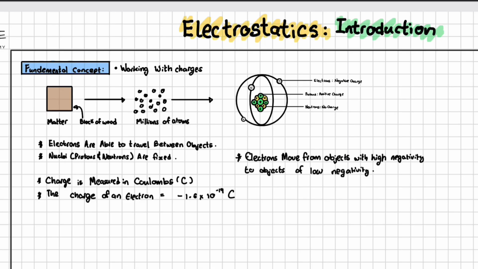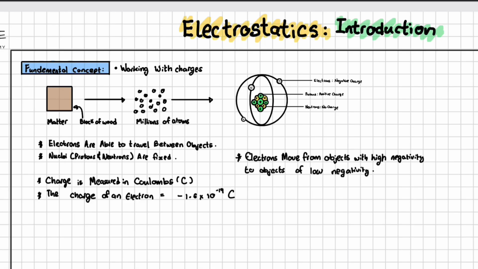The manner in which electrons move through matter is such that they would move from an object with a large amount of electrons, a high negativity, to an object of low negativity, which has fewer electrons in it, in order to establish neutrality. Charge is measured in coulombs in this section, or in general, charge is measured in coulombs.